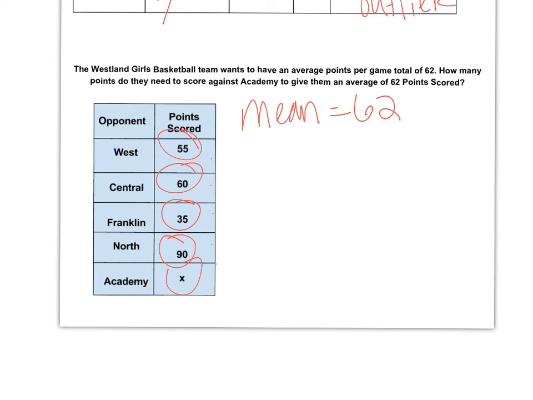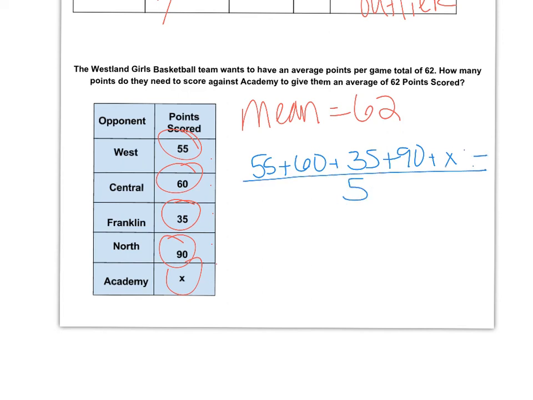So mathematically what this looks like is I have 55 plus 60 plus 35 plus 90 plus whatever this score is here, divided by 5, I want that to equal 62. So now this just becomes like a multi-step equation solving for this unknown score against Academy. So when I add 55, 60, 35, and 90, I get 240, plus this unknown score. When I add those, I divide by 5. I want to make sure I get 62.